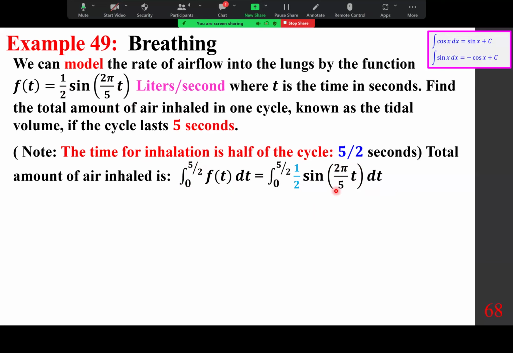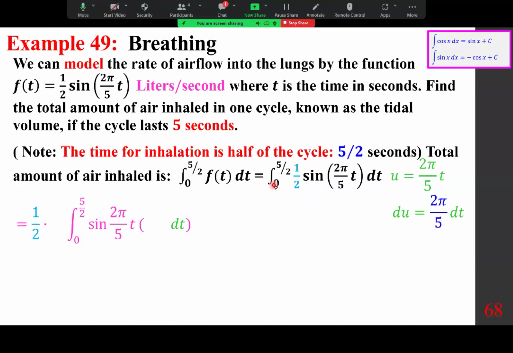We let u represent 2π over 5 t. The derivative is 2π over 5, therefore du is 2π over 5 dt. I'm going to rewrite this in the following manner. Number one, I'm going to put the 1/2 out. This number is inside or outside the integration sign, it makes absolutely no difference. So I have the sine of 2π over 5 t, or sine of u. And then I'm looking for du, and I don't have it. What do I have? dt.